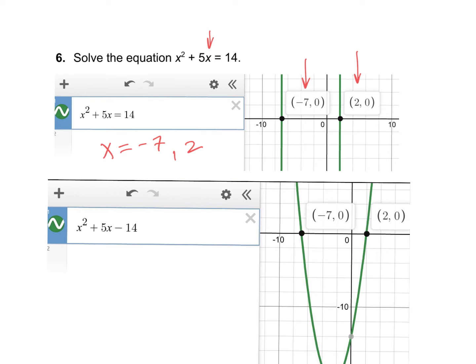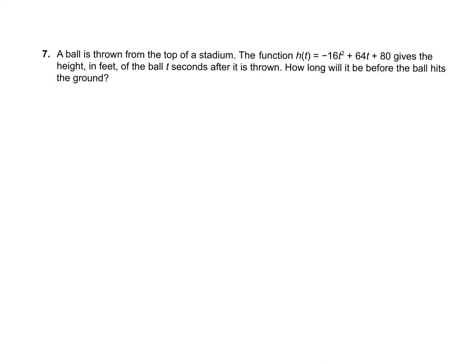See, I still got negative 7 and 2, but instead of drawing just vertical lines, I'm actually showing the quadratic, the parabola, where it crosses the x-axis, which is where it equals 0, and I'm getting the same thing. X is equal to negative 7 and x is equal to positive 2. So all three are viable solutions for how you could do this problem.